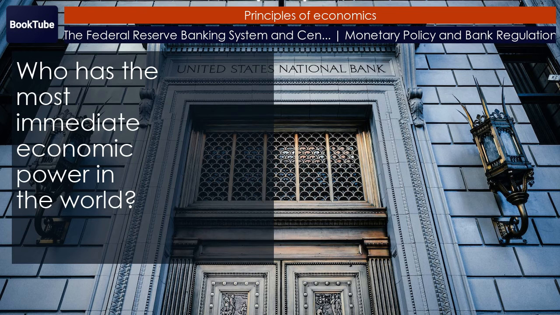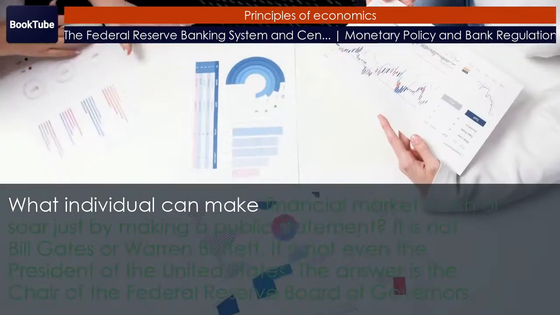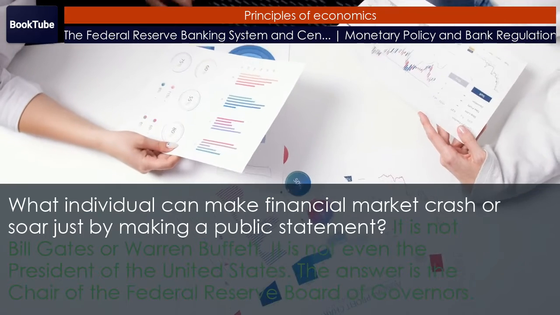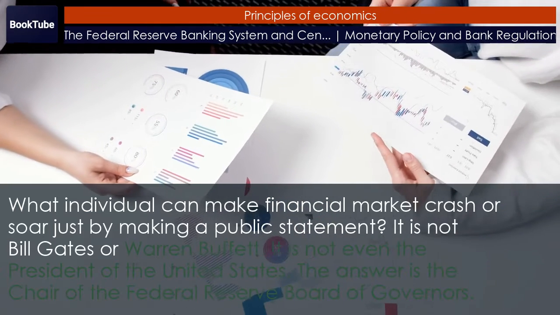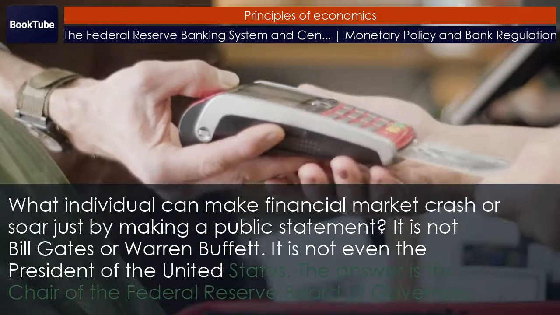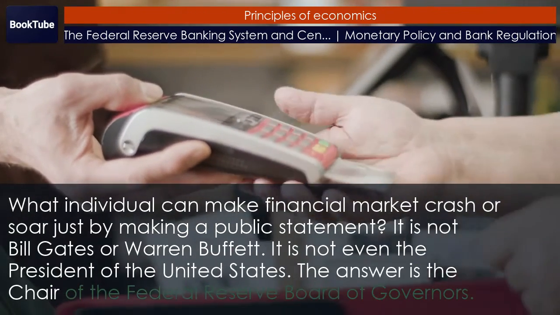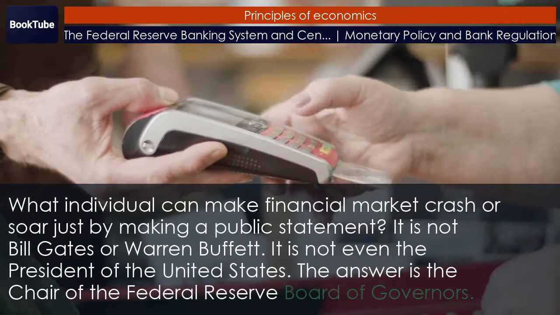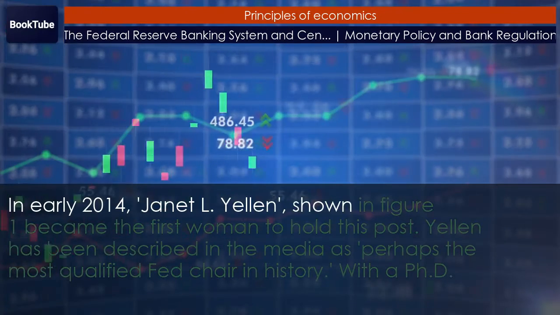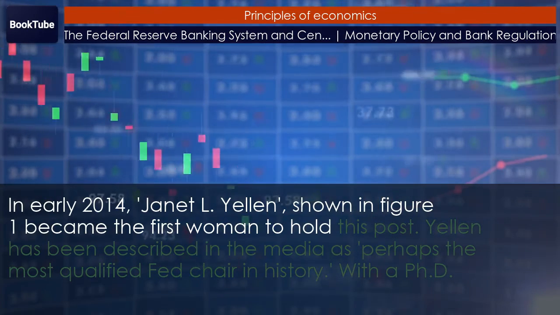Who has the most immediate economic power in the world? What individual can make financial markets crash or soar just by making a public statement? It is not Bill Gates or Warren Buffett. It is not even the President of the United States. The answer is the chair of the Federal Reserve Board of Governors. In early 2014, Janet L. Yellen, shown in Figure 1, became the first woman to hold this post.